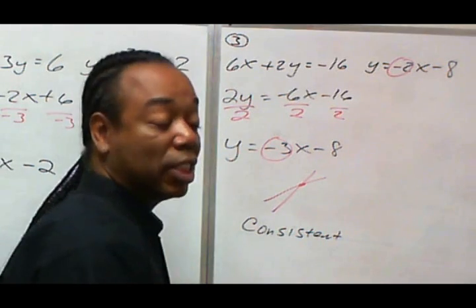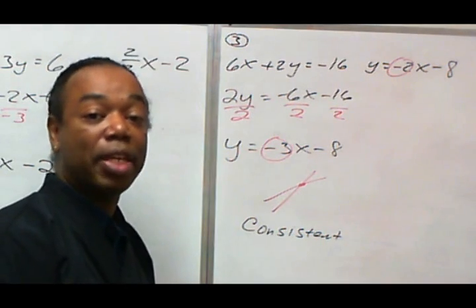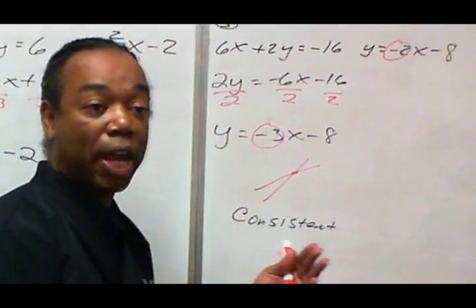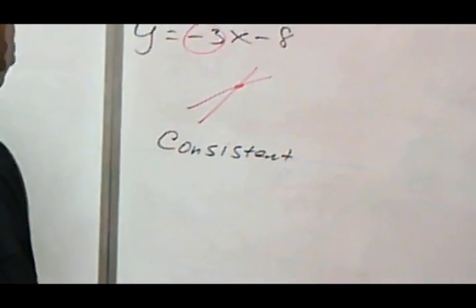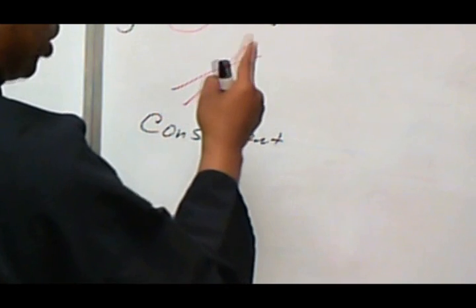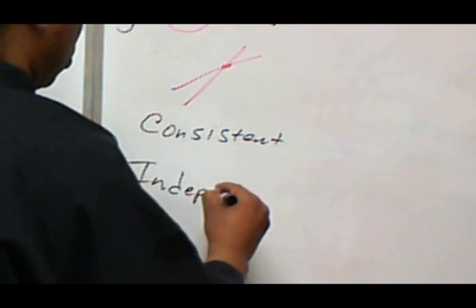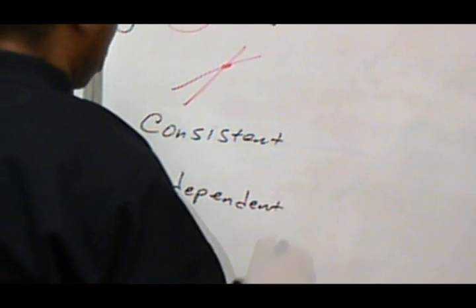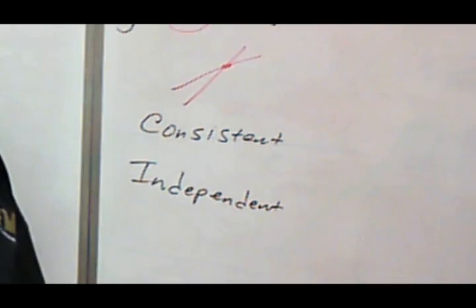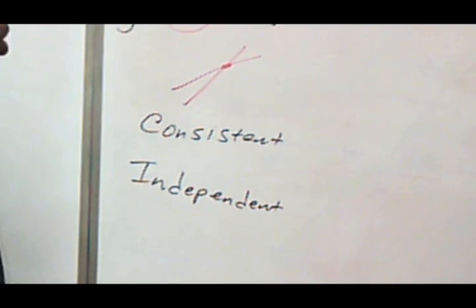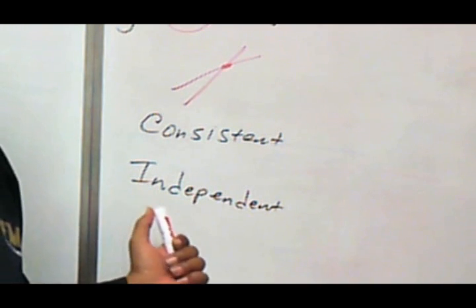Again, consistent simply is the idea that you have some intersection between the two lines. And when they do intersect, you only get one solution. So this will be independent. Okay, to be dependent, you would have infinite solutions, and we only have one here. So this is not dependent, or should I say independent.